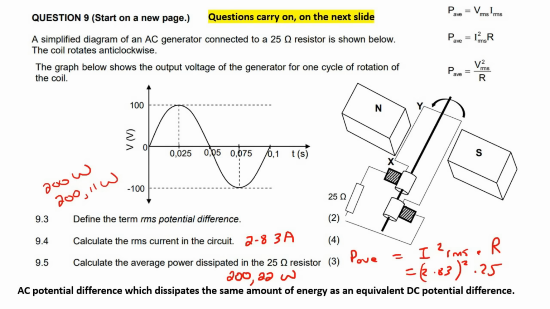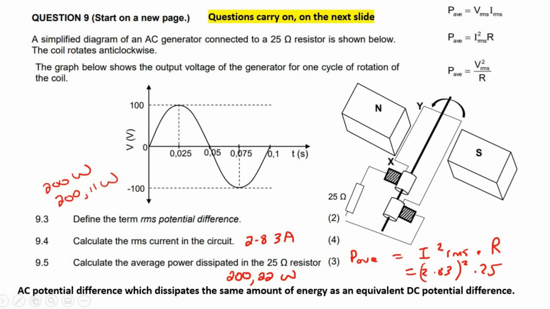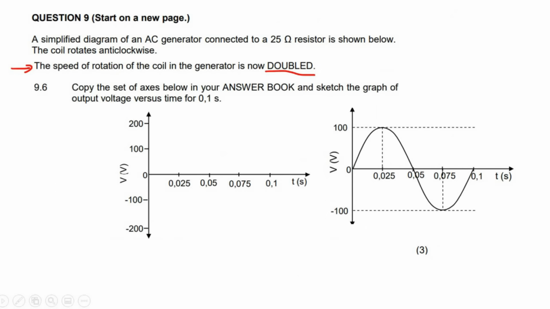Okay, so using different formulas can give slightly different answers, but they do allow for that on the memo. On the memo, it says this answer, or this answer, or this answer, for example. In the last question, they tell us that the speed of rotation is now going to be doubled. Okay, so remember earlier on they were spinning a generator. Now they're going to spin it twice as fast.